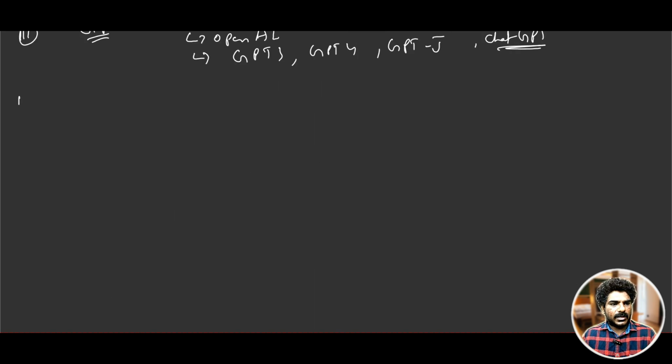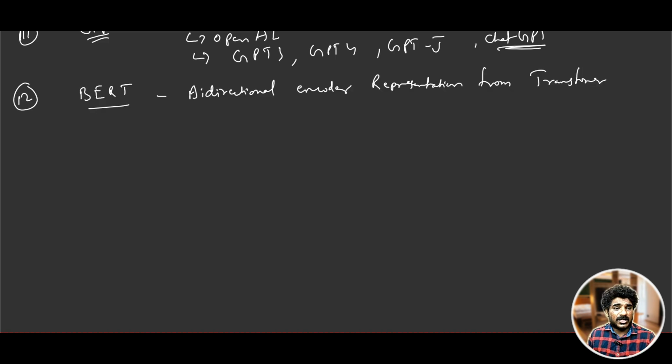Next, point number 12 is BERT. BERT is nothing but Bidirectional Encoder Representations from Transformers. You will get a clear picture of BERT when we discuss the transformer architecture. BERT is also a kind of pre-trained LLM model, typically developed by Google AI. BERT is very good if you are solving use cases on question answering applications and sentiment analysis.